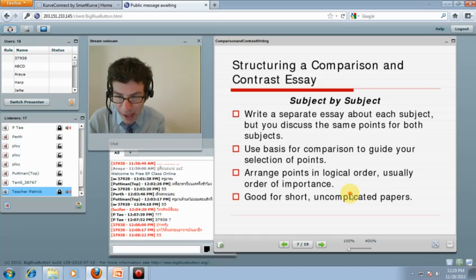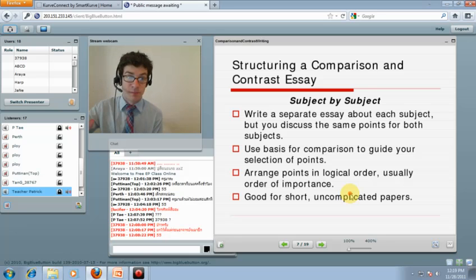Okay, next up we have arrange points in logical order, usually order of importance. Brilliant! When you pick your themes, such as major characters, minor characters, and themes, the order that you put them in is important. It might not seem it, but it is. And usually you need to put what is most important first. So, if major characters is the most important difference or similarity, first. If the theme is the most important similarity or difference, first. What is most important goes first.